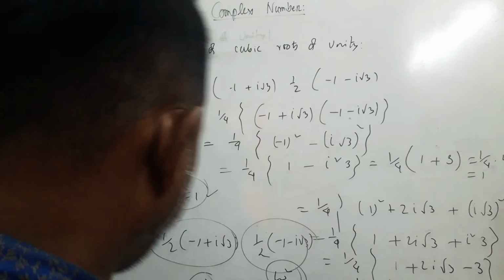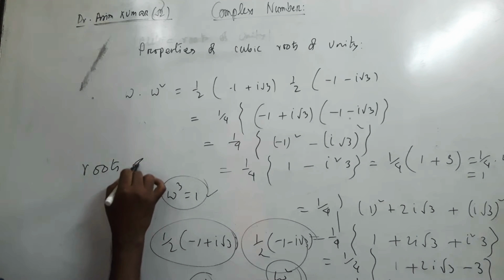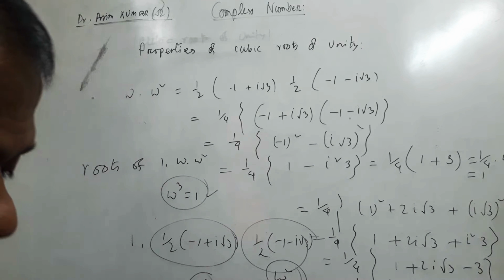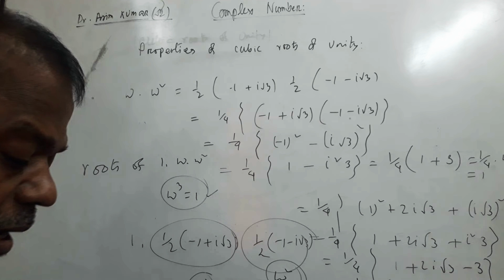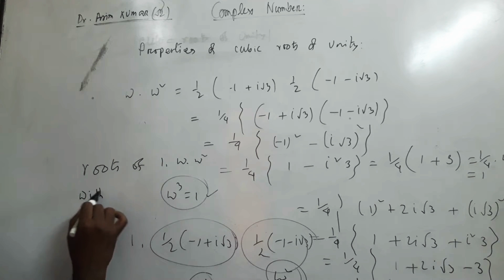These are the roots: 1, omega and omega square, the cube roots of unity.